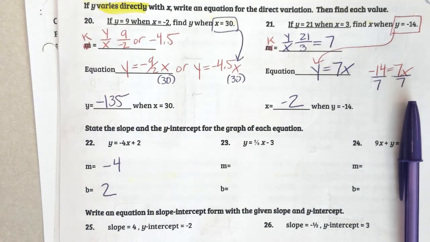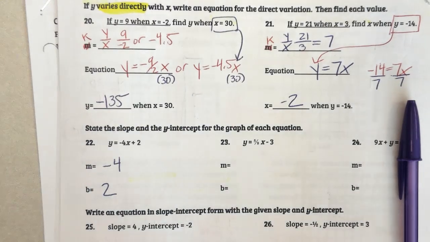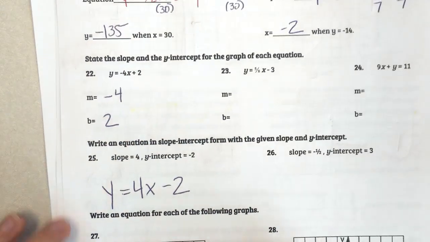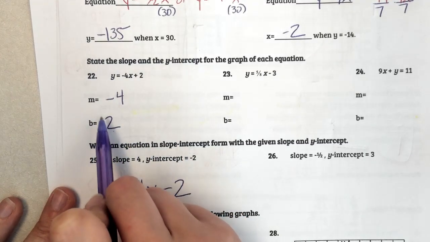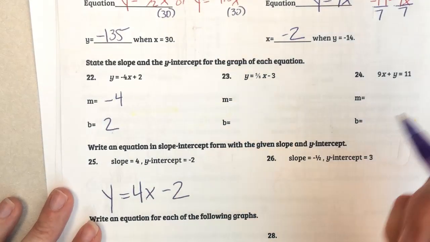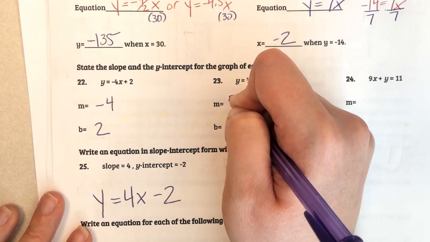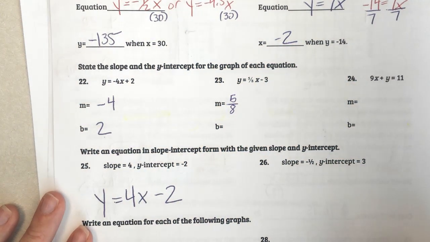Everything else, guys, is coming from the very last part of that notes packet, that y equals mx plus b form. Okay? When it varies directly, it was still just the y equals kx. Here it's y equals mx plus b. So if you look, my m was -4, my b was 2. Remember, this is always in front of the x, this is always the constant. So on 23, what is my m? Anyone? 5/8. Yes. What is my b value?